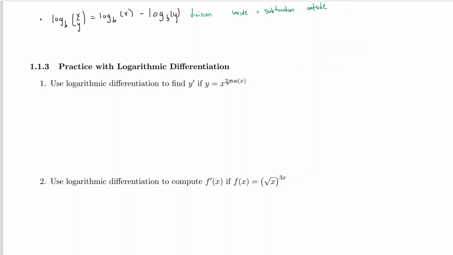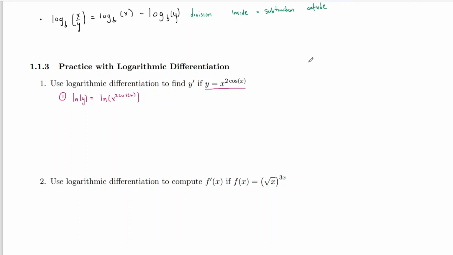Okay, so what's the method of logarithmic differentiation? The first step is do the natural log of each side. And by each side, we mean each side of the entire equation. So you're going to do the natural log of y equals the natural log of x to the 2 cosine x power.